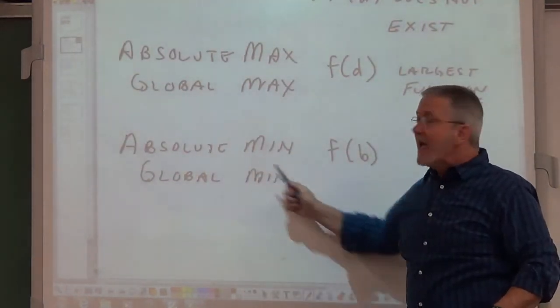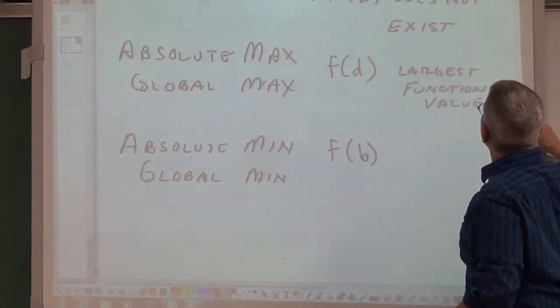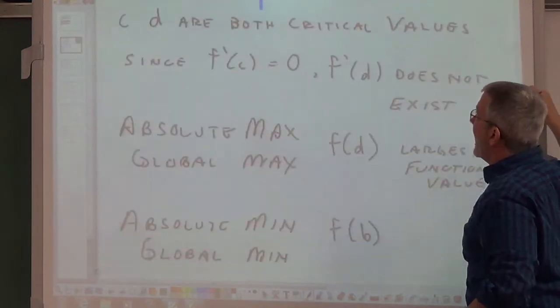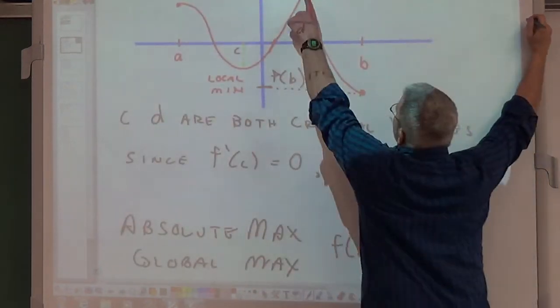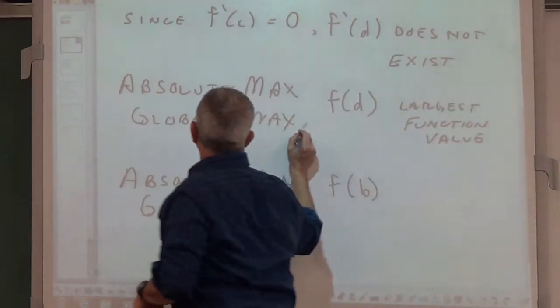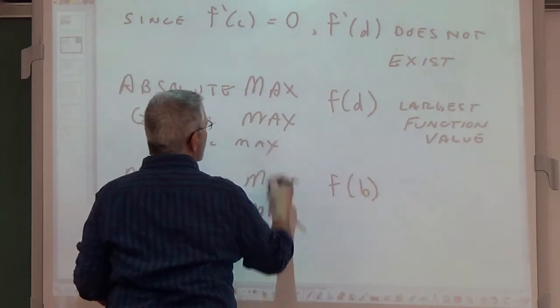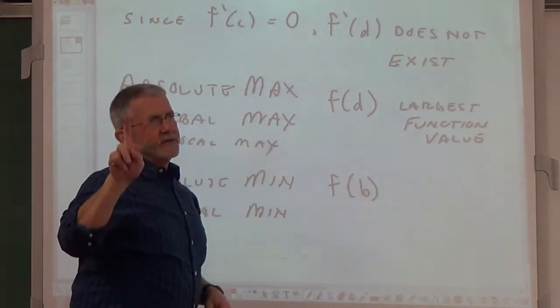And keep in mind, f of b this time, well, this guy right here, I believe, was, yes, f of d. F of d was the local max. I could also call this, for this case, a local max. For this case alone.